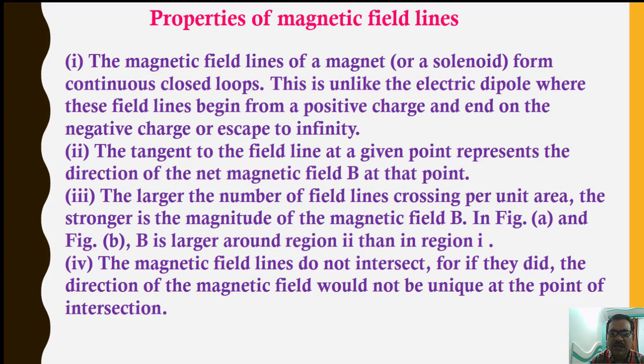Fourth one, the magnetic field lines do not intersect. If they did, the direction of the magnetic field would not be unique at the point of intersection. If they do intersect at a point, a compass will show two directions, which is impossible.